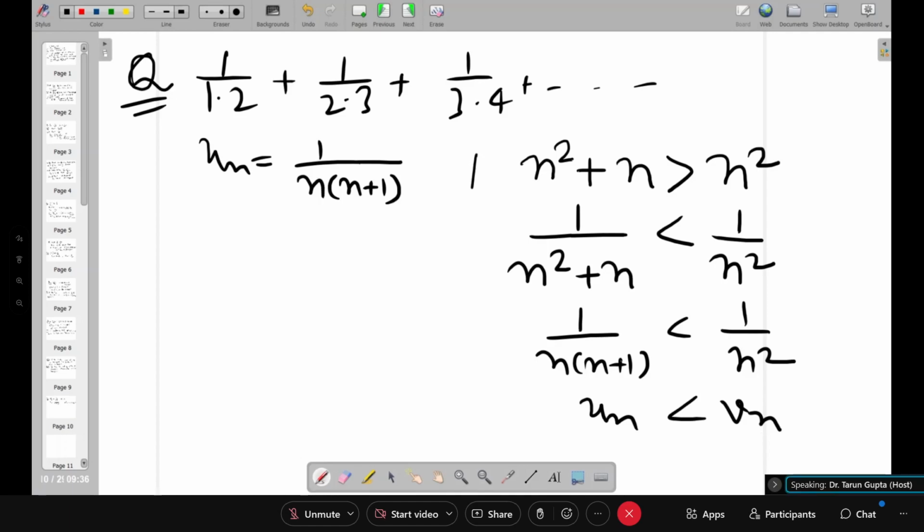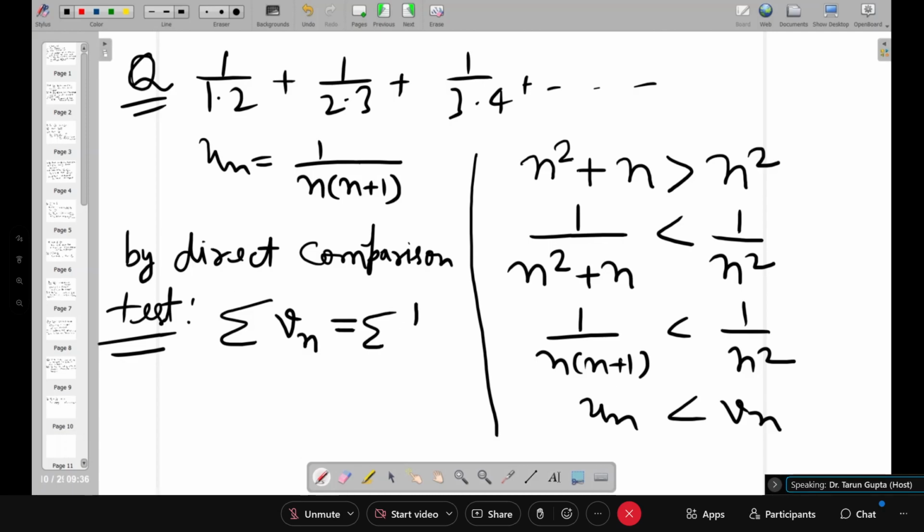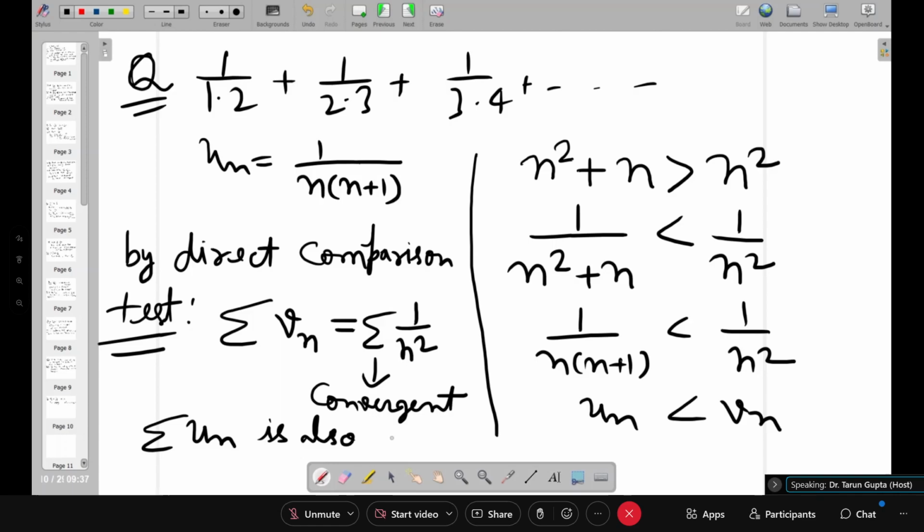So by the direct comparison test, first we write summation Vn is summation 1 upon n square. By the p series test we know this is a convergent series. So summation Un is also convergent by direct comparison.